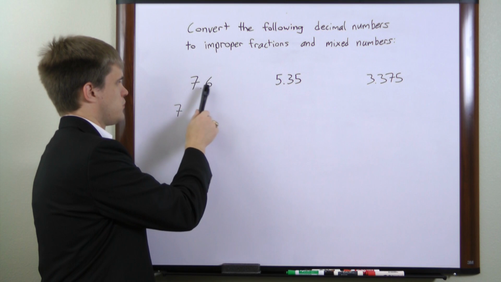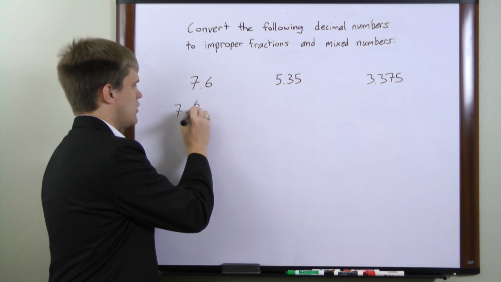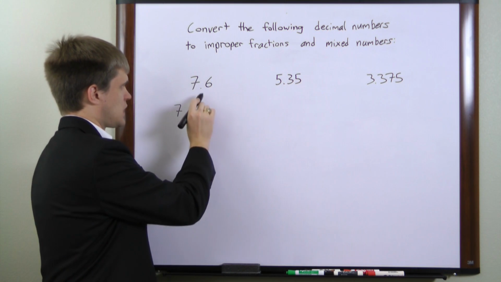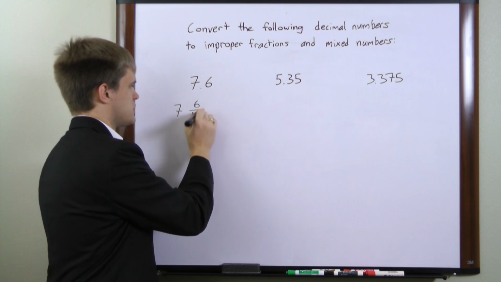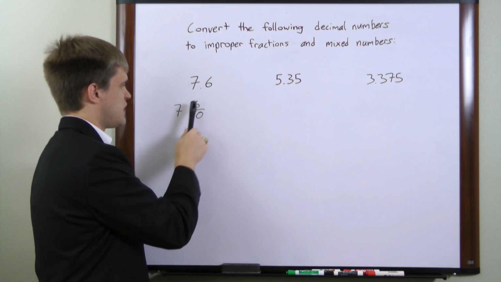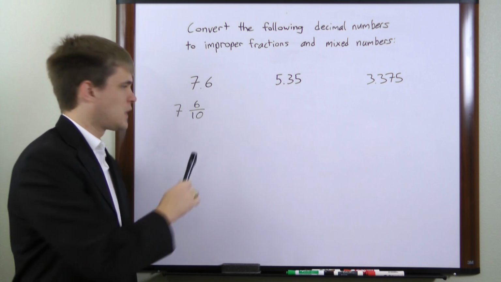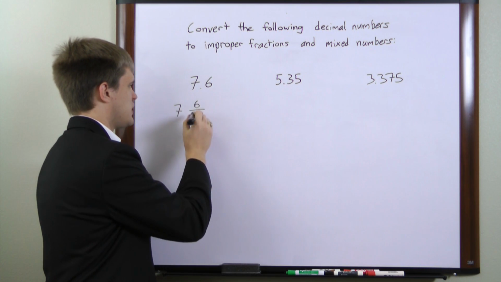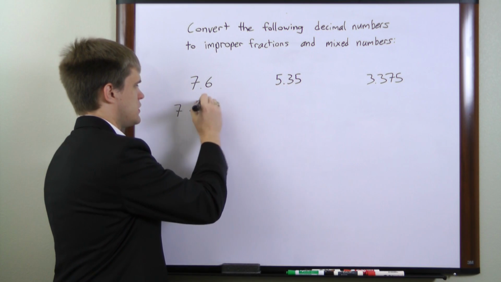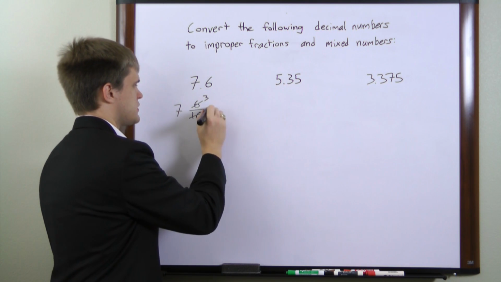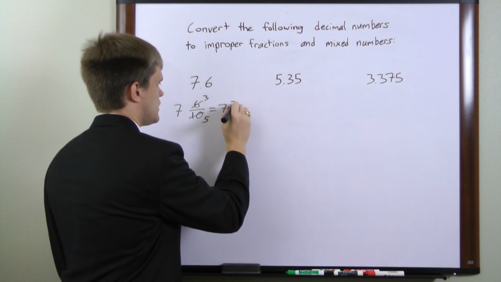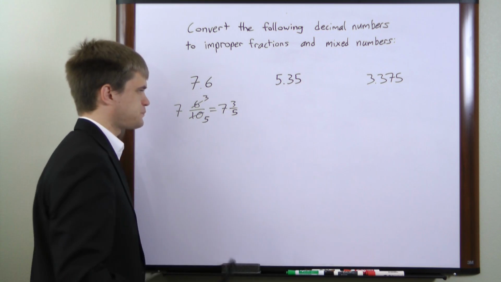6. Now, we can put the 6 over a power of 10, and there's only one digit to the right of the decimal, so there's only one 0. So we have 7 and 6 over 10. Now we can reduce this fraction by dividing top and bottom by 2. So we have 3 on top and a 5 on the bottom. So this is equivalent to 7 and 3/5.